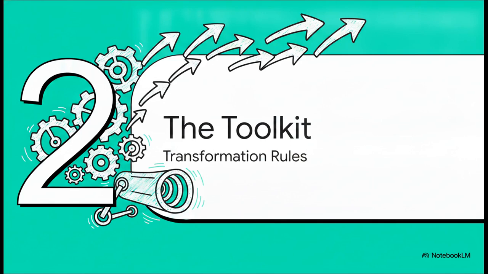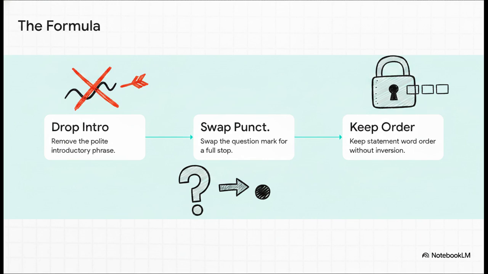Section 2. The toolkit. So how do we make this leap reliably every single time? Well, it's not just about guessing. We actually have a mechanical process for this. Take a look at this exact formula we use to extract the statement. I want you to imagine mentally color-coding these steps.